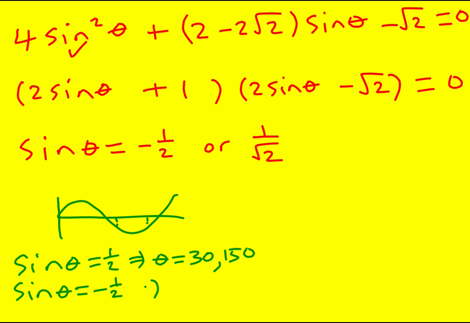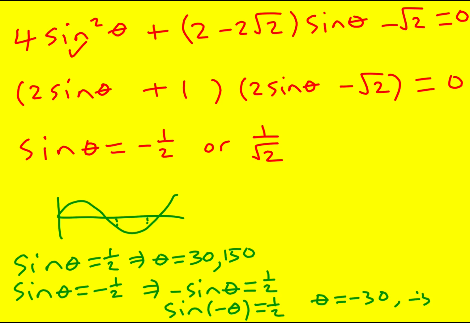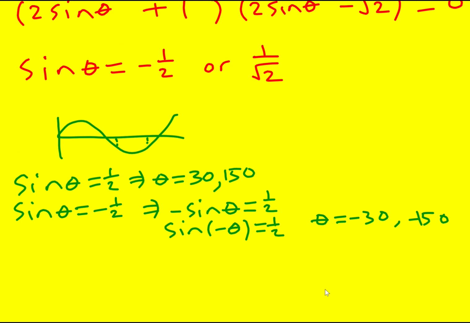That implies that minus sine theta is equal to a half, which is actually the same as sine of minus theta. This is an odd function, so sine of minus theta is equal to a half. So theta is equal to minus 30 or minus 150. But because it's periodic in 360, we can just add 360 to that. So it's going to be 330, or if you add 360 to this, it's going to be 360 minus 150, which is 210. Now I just massively overcomplicated that, didn't I?